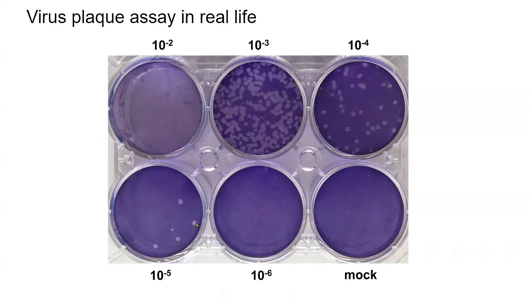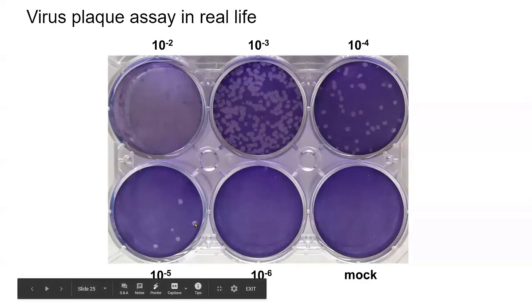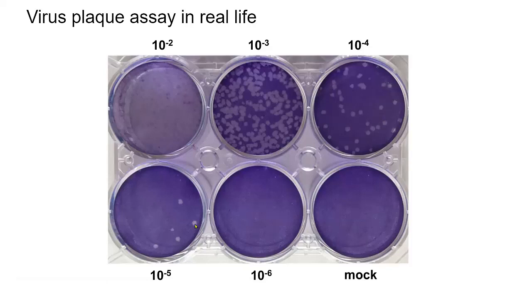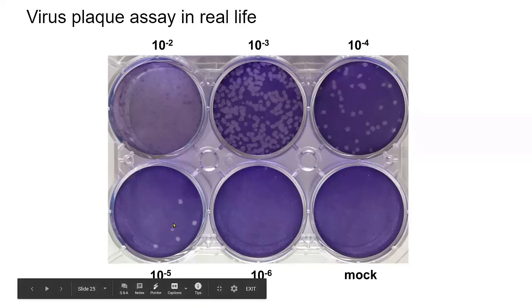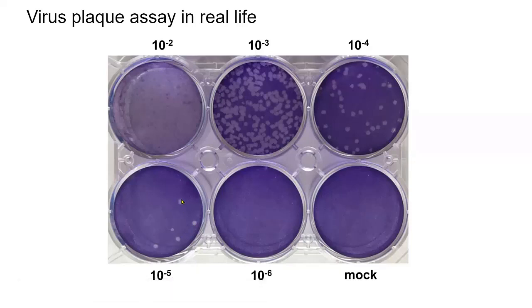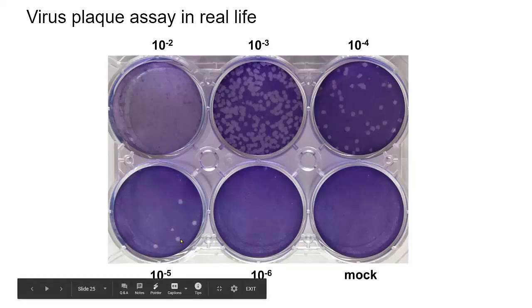Wherever you see white, that's called a plaque. And that's where a virus infected the cells here and killed them. So white spaces are dead cells or no cells. They were killed by the virus. So you can see it's easily countable. This one might be 2 possibly, but let's just count it as 1. 1, 2, 3, 4, 5 plaques here.